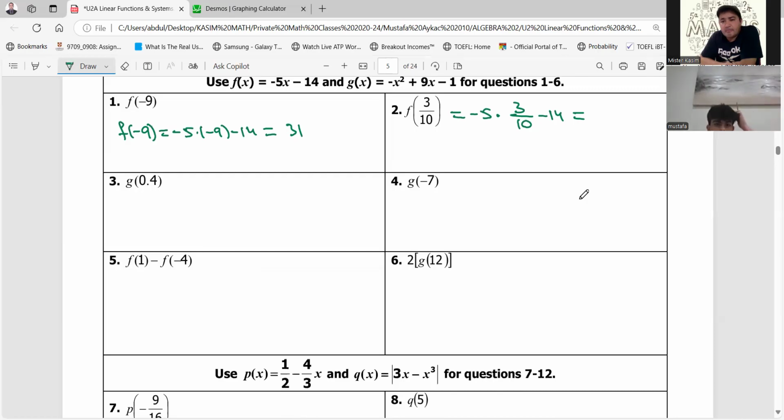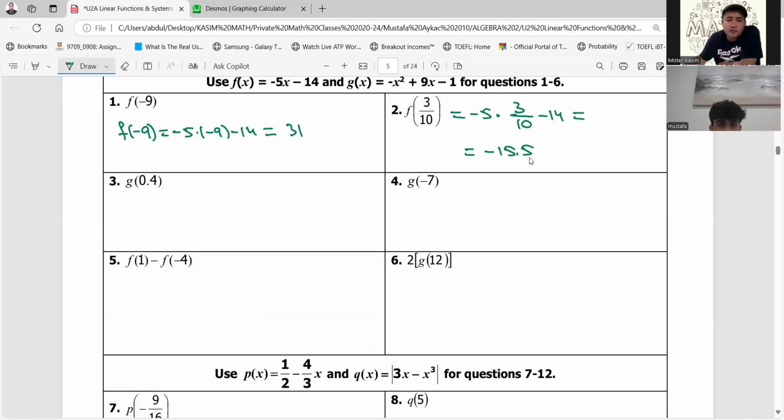So 5 times 3 is 15, right? 15 divided by 10 is 1.5. So negative 1.5 minus 14 is negative 15.5, right?